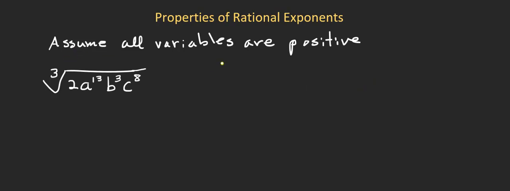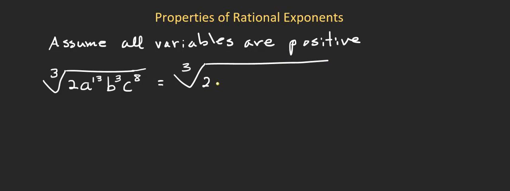Now, when we assume all variables are positive, we no longer have to worry about absolute value because all variables are positive. So you've got the cube root of 2a to the 13th, b to the 3rd, c to the 8th. Now you need 3 of the same kind. Since the index is 3, you need 3 of the same kind to take it out. So 2 is by itself.